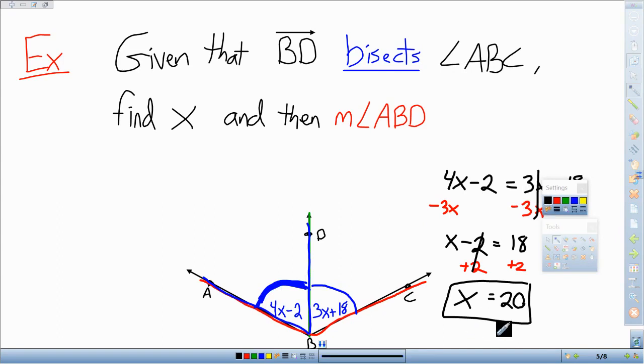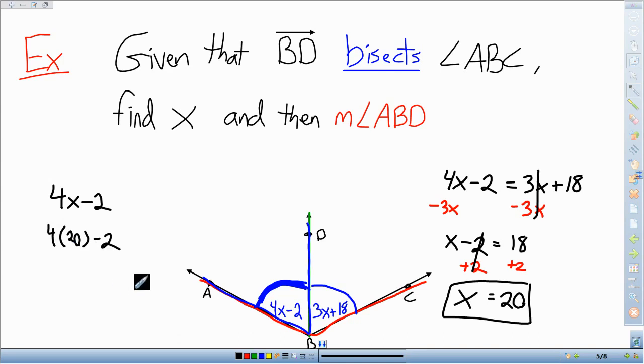Now that we know what x is, we can plug it back in. So let's go ahead and write this out. I'm going to say 4x minus 2, and plug in 20 for x. 4 times 20 minus 2. And let's see, 4 times 20 is 80. 80 minus 2 is 78. Okay, so there is the measure of angle ABD. And by the way, let's add that to the end here. Measure of angle ABD equals 78, technically degrees.